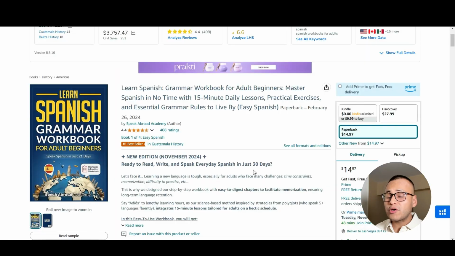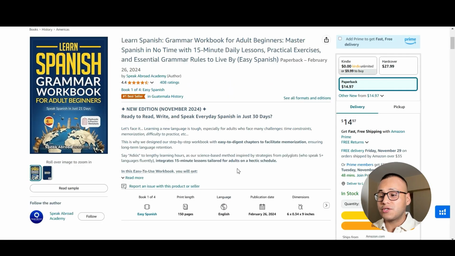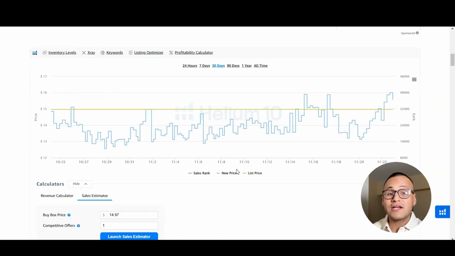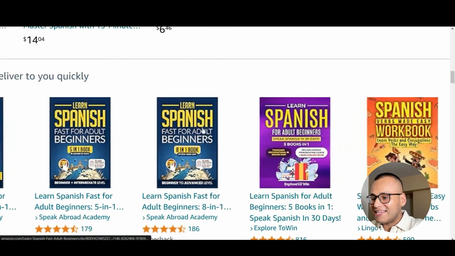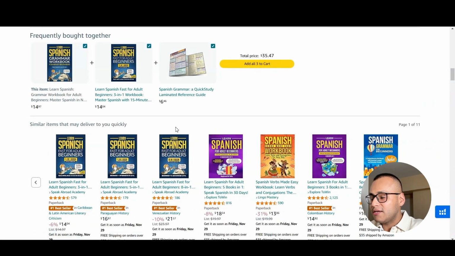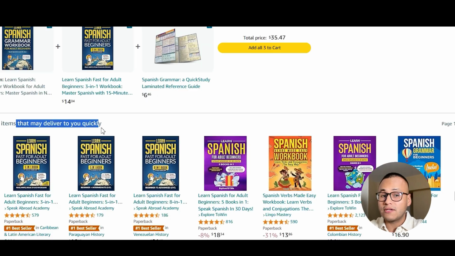And we also have product ranking, which is equally as powerful or even more if you're looking to scale. So product ranking is when you go to a different book. It can be a book of yours or your competition, and you want to look in the related section or in the customers also bought to see if your book appears right next to it. So for instance, this is another book by the same author, and the 8-in-1 book is actually in position number 3 of similar items that may deliver to you quickly. In other words, it's also ranking in similar products for products within the same niche.